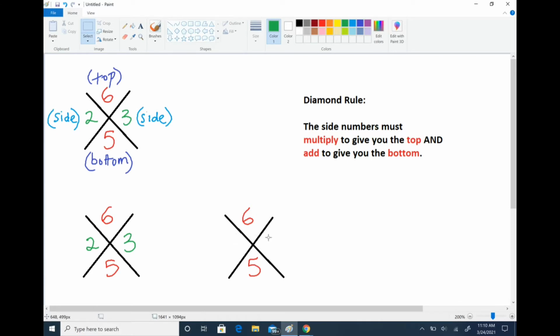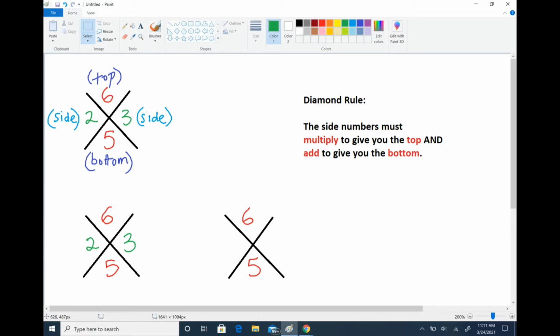Well, I just have to ask myself a simple question. What two numbers can multiply to give me the top number, which is 6, and also add to give me the bottom number, which is 5? There's only one combination that can do that. So here's my suggestion whenever you're trying to find the side numbers. I suggest that you always start off by making a list of numbers that will multiply to give you the top number. And then after you make that list, you will cross-check it with the one that will also add to give you the bottom number.